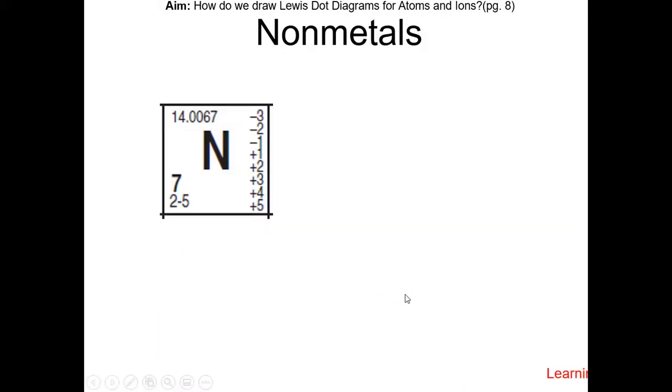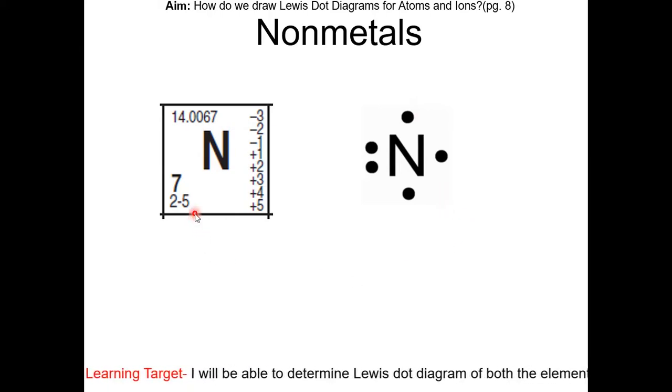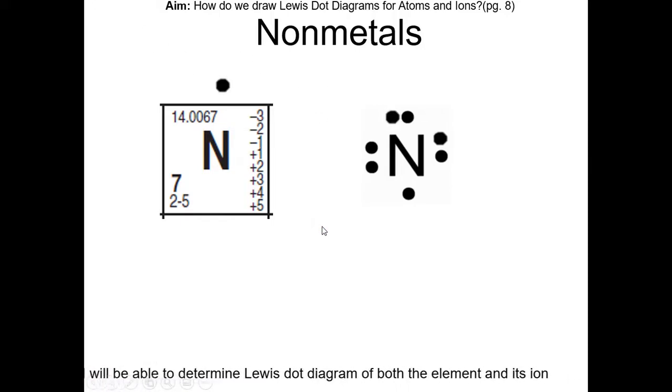So now we're going to draw the Lewis dot diagram of nonmetal ions. Here is the Lewis dot diagram for nitrogen. Nitrogen has 5 dots, right? So following the octet rule, in order for nitrogen to achieve the noble gas configuration, it needs to gain 3 more electrons. So let's draw 3 more dots.